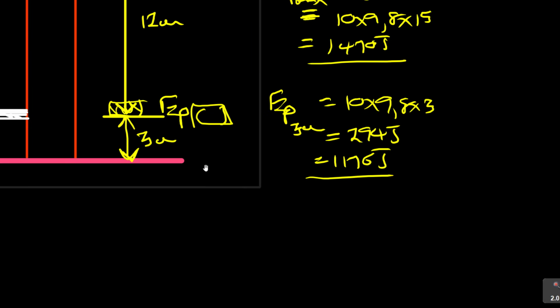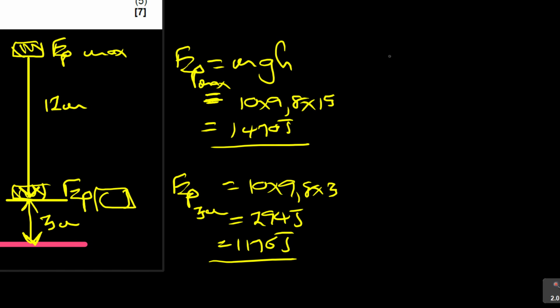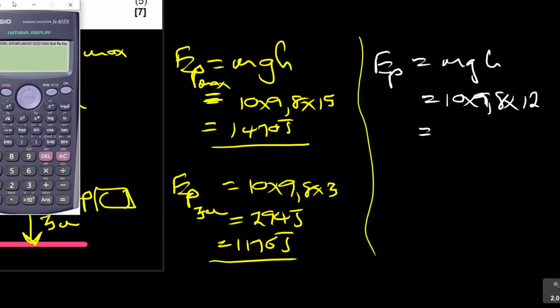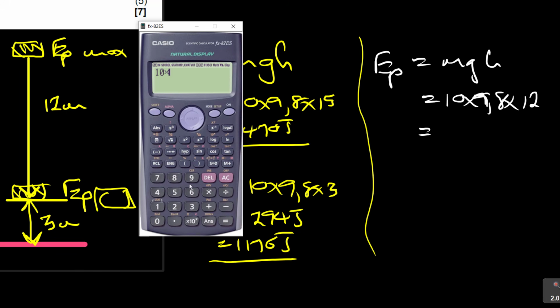But simpler, without having all this, you just come and say here EP is equal to mgh, which is equal to 10 times 9.8, and then you just say times what, the distance, which is 12 meters, because that's the distance of the potential energy lost. Then if you do that, you'll see that it will give you the answer straight away. 10 times 9.8 times 12, and then it gives you 1176.